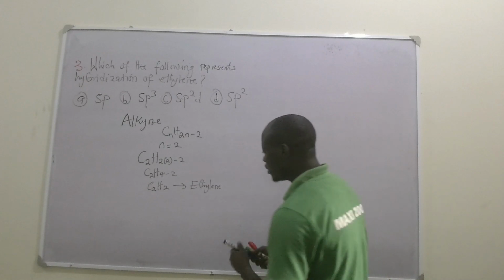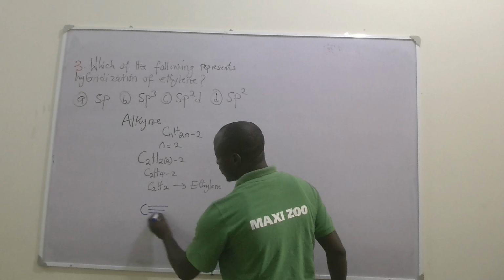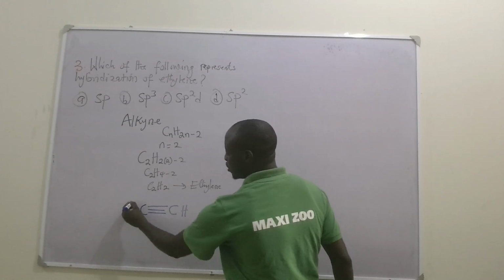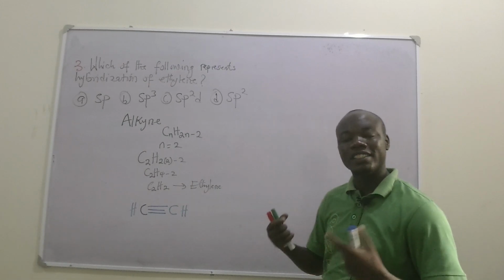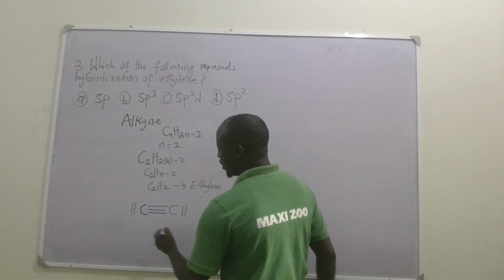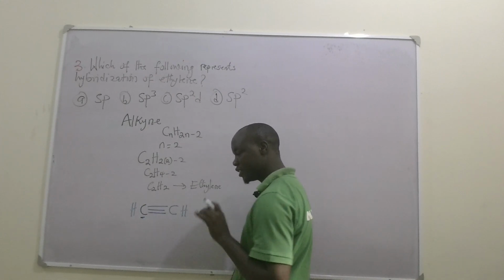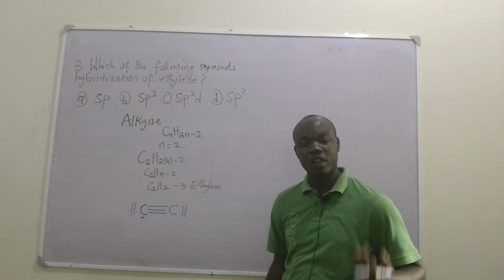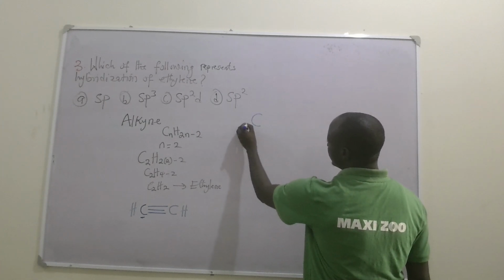The structure of ethylene looks like this. It has one hydrogen here, one hydrogen. So this is ethylene. We want to know the hybridization of ethylene. The simplest way to do that, of course, this is the carbon. The first thing we need to know is whether carbon has any lone pair of electrons. So we need to draw the electronic configuration of carbon.